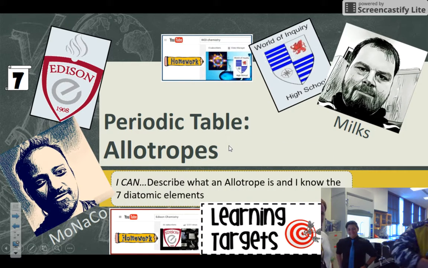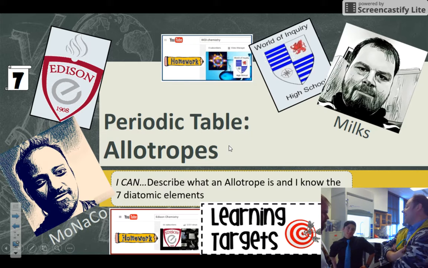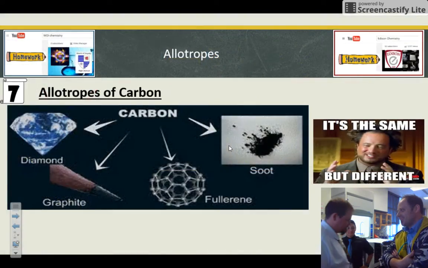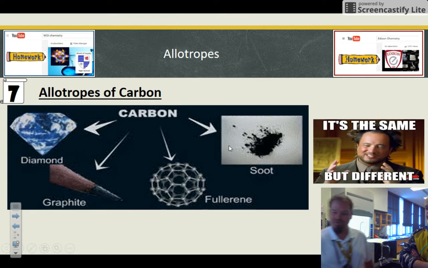So you need to be able to describe what an allotrope is, and again, know the 7 diatomic elements. So we're beating a dead horse, but that's the point. Some horses need to be beaten.